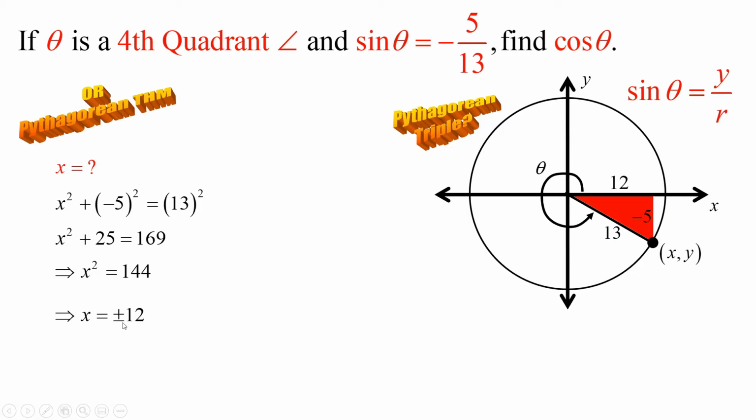And the plus or the minus is determined by the quadrant I'm in. That's a fourth quadrant triangle, which means this x would have to be positive. So my x is going to be 12. Now I have everything I need to answer this question, cosine of theta. And cosine of theta is x over r. My x is 12, that's the x coordinate of that point, and the radius is 13. So cosine of this angle theta right here is 12 over 13.